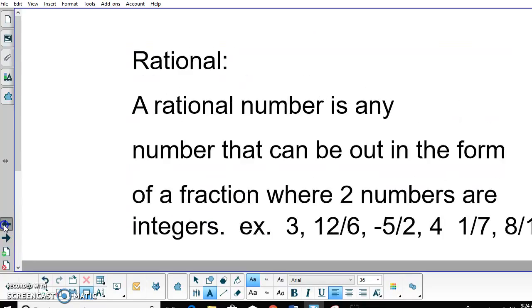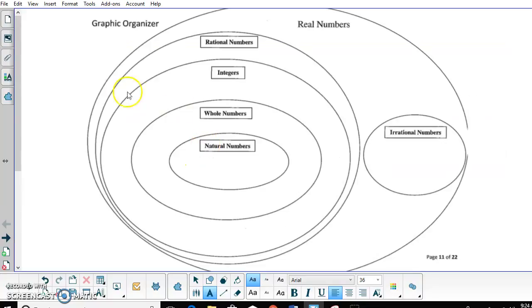Going back up to our chart, our graphic organizer, if I wanted to type something in for rational numbers, what are some things that you think I could put in? Think about it, look at your class notes, and let's decide what I could put in for my rational numbers.